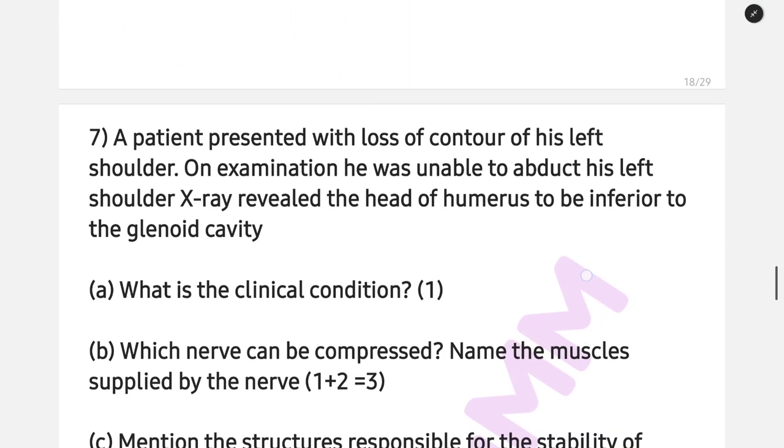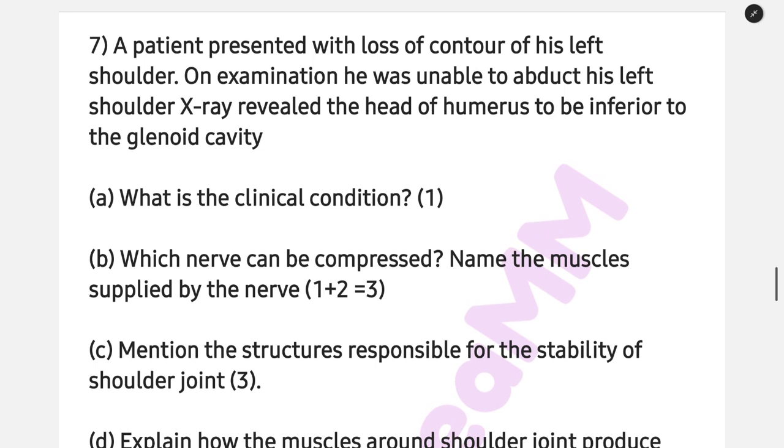Arterial and venous drainage is already taught. A patient presented with loss of contour of his left shoulder. On examination, he was unable to abduct his left shoulder. X-ray revealed the head of the humerus to be inferior to the glenoid cavity.